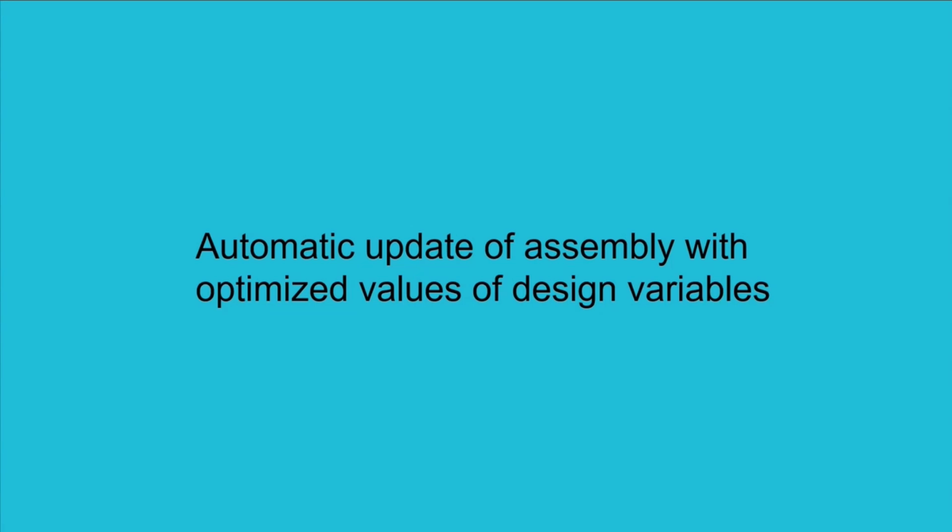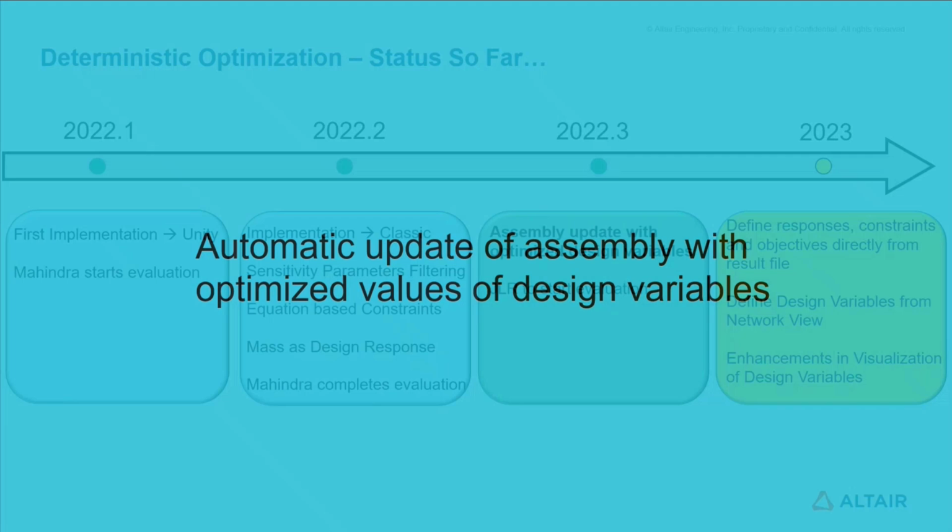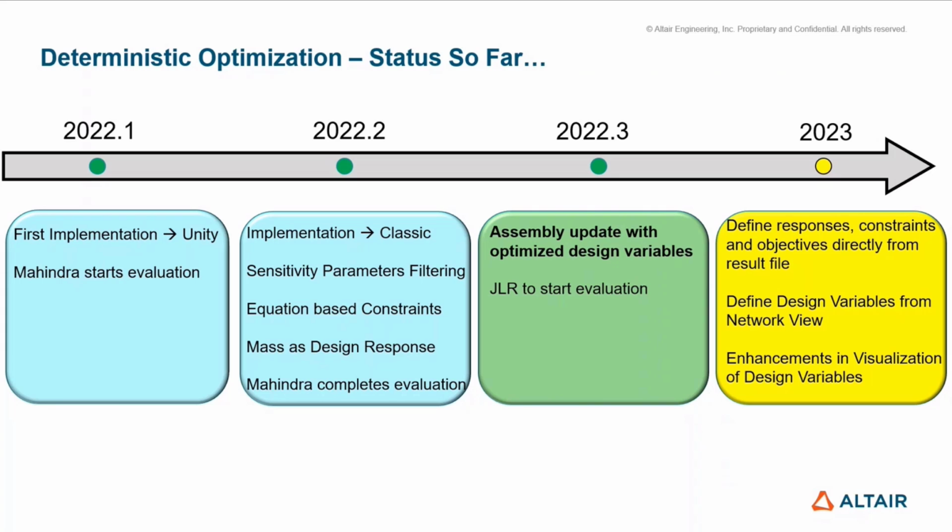Okay, so starting with the first topic, that is automatic update of assembly with optimized values of design variables. This is the new enhancement that we have added in the deterministic optimization workflow. This is just a snapshot of the deterministic optimization functionality in NVHD. We first introduced this feature in 2022.1. It was introduced in Unity, and immediately after that, Mahindra and Mahindra from India started evaluating this feature.